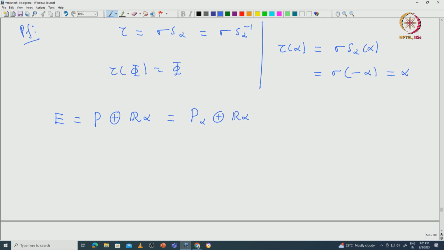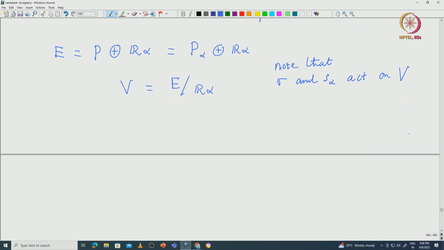In particular, if we consider this space capital V, which is nothing but E modulo R alpha, then we can make sigma as well as S alpha act on this capital V, since sigma of alpha is minus alpha and S alpha of alpha is also minus alpha. So, note that sigma and S alpha act on this capital V. Let us compute how it acts.